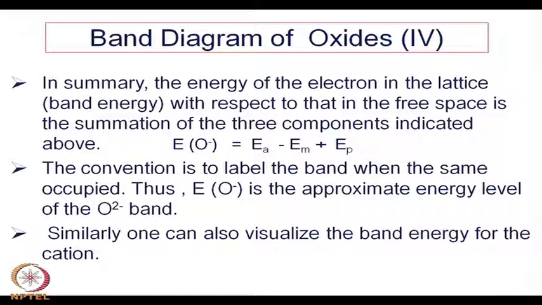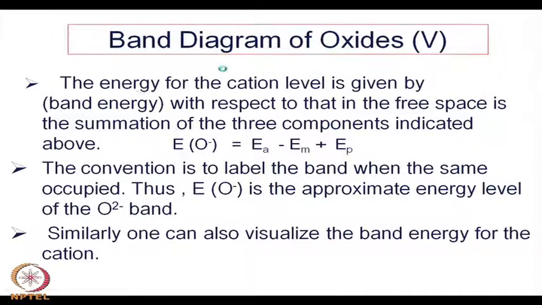O2 minus band. Similarly, one can also visualize the band energy of the cation. So, we have just discussed how we can designate the energy level of an electron associated with O minus or O2 minus. Basically, the band will be designated as O2 minus. It will be clear in a minute when we show the picture.